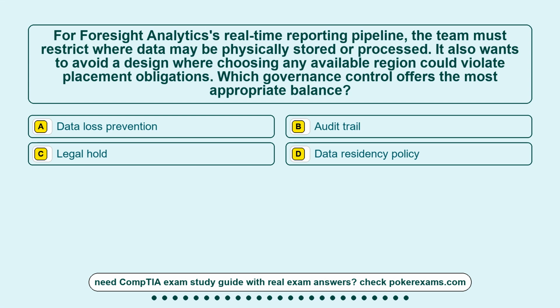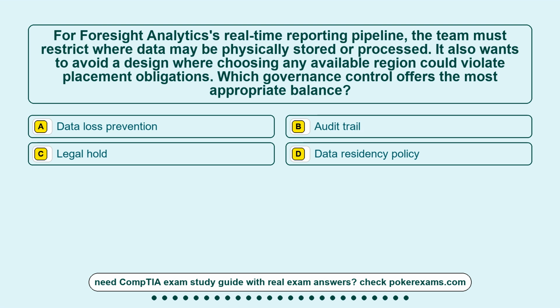Question 19. For Foresight Analytics' real-time reporting pipeline, the team must restrict where data may be physically stored or processed. It also wants to avoid a design where choosing any available region could violate placement obligations. Which governance control offers the most appropriate balance?